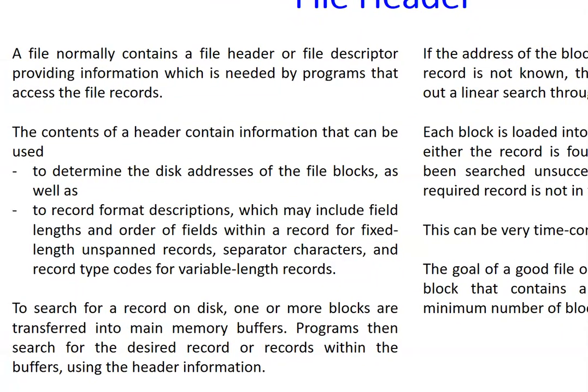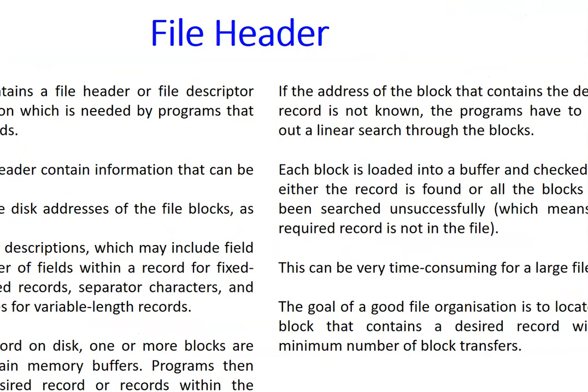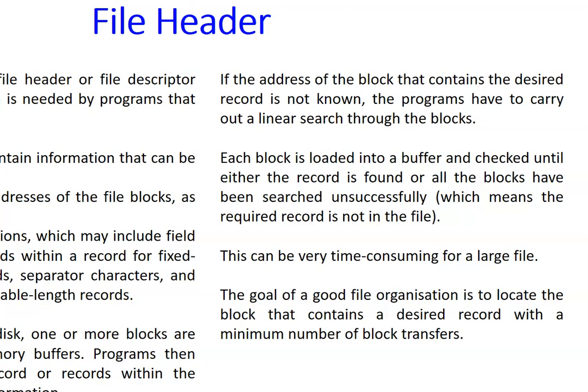Okay, so to search for a record on the disk, one or more blocks are transferred into the main memory buffer. The programs then search for the desired record within the buffers using the header information, just like what I have been explaining. That is how data is moved. So you get the blocks, one or two, depending on the type of search that you're going to use. They are copied into the main memory. Then the programs search for the desired records within the buffer, using the header information. Remember that the header has all the information concerning the records.